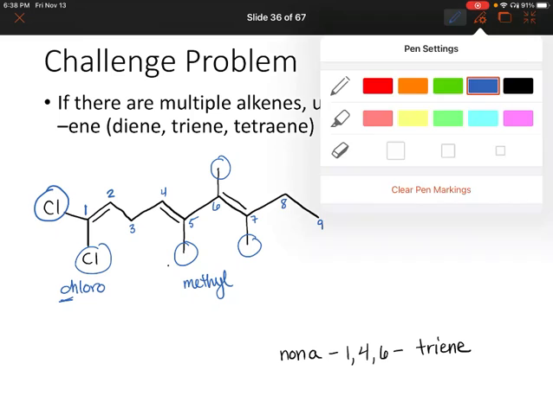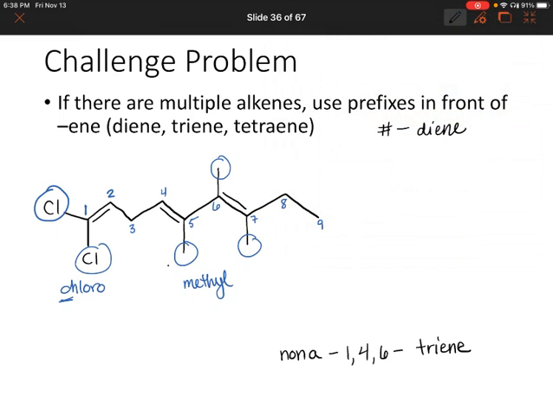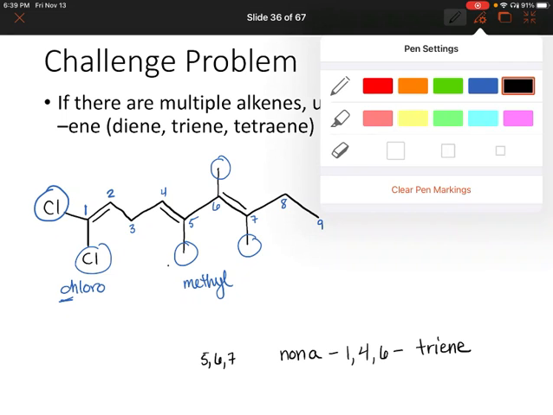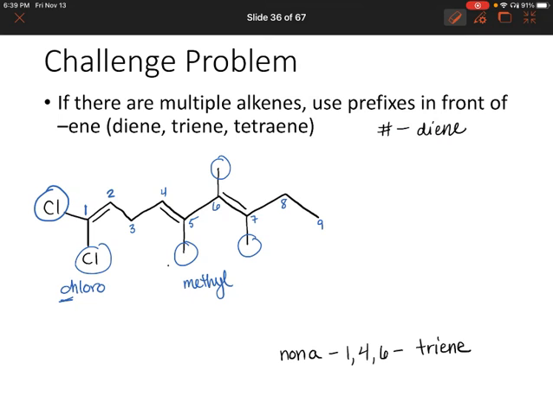Chloro, right? Because it starts with C. That comes before M. So let's see, we'll list 5, 6, 7. Oh, this is going to be complicated. I'm actually just going to rewrite the name because I might run out of room again. It's so tough to write these.